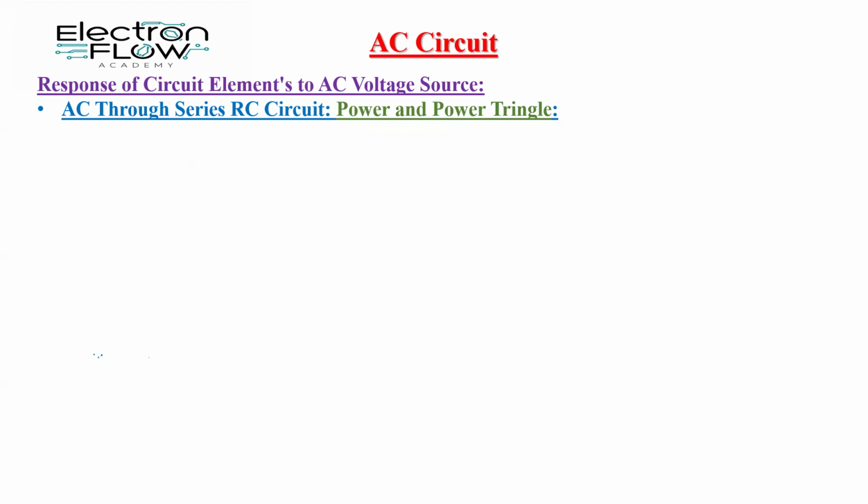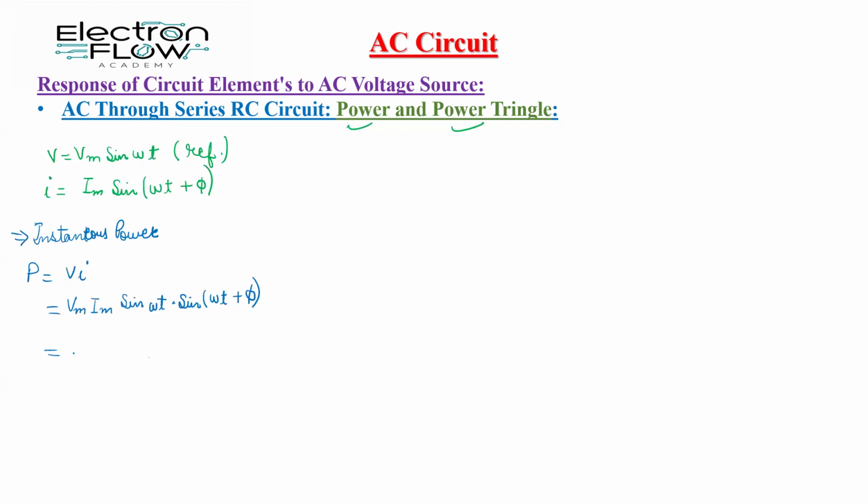Okay, so let's further solve this equation. It becomes Vm Im divided by 2 multiplied by [cos phi minus cos(2 omega t plus phi)]. We know that sin square theta is related to cos 2 theta divided by 2.